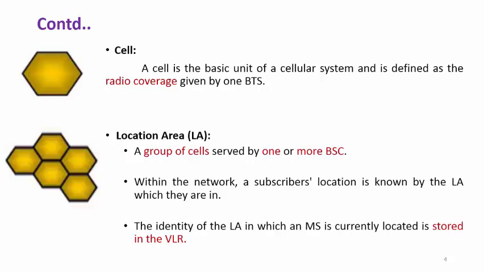The identity of the location area in which an MS, that is mobile station, is currently located is stored in the VLR, that is visitor location register. So the information about the user or the mobile phone you will find in the visitor location register.